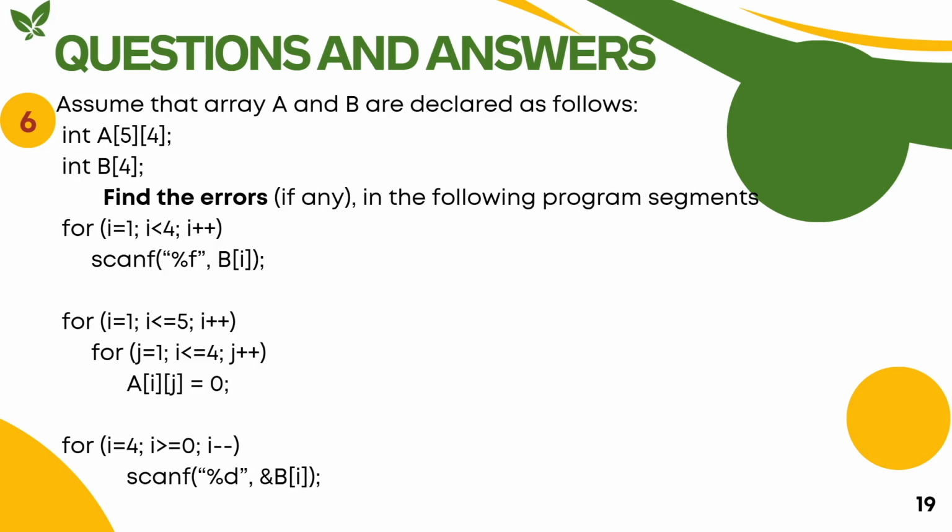And in the last one, we have a scanf statement to read values into array B, and there you could see that the loop spans from 4 to 0. You know the array size is 4, so it can have indices from 0 to 3. So, starting from i equal to 4 is invalid there. So, that is the error there.